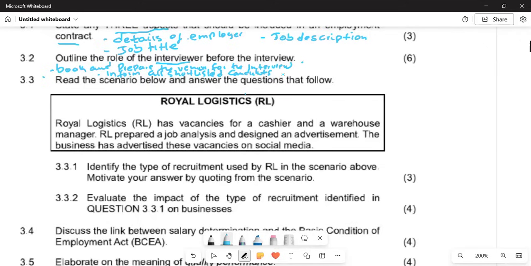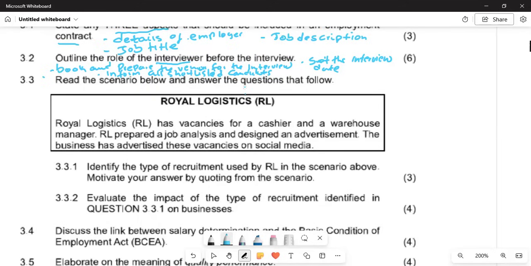Also, set the interview date. Set the interview date, and ensure that all interviews take place on the same day, if possible.